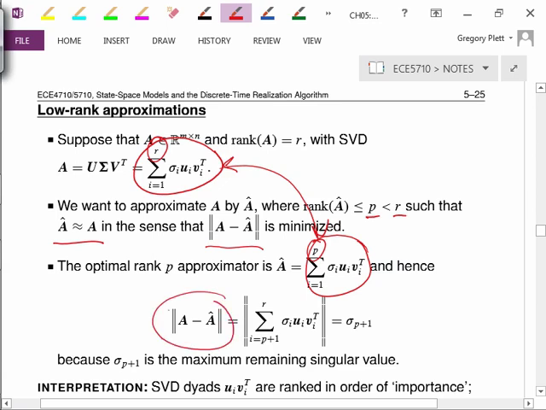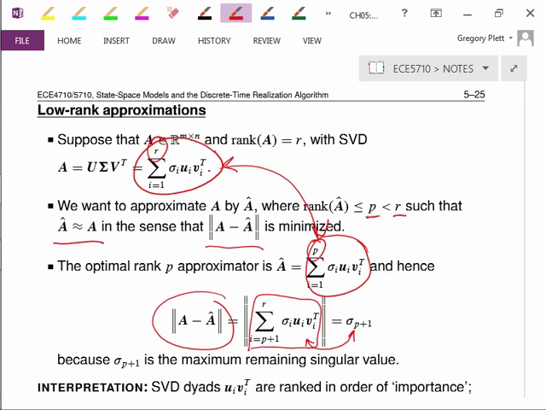The difference between A and A hat is the terms that I did not include in my approximation, which are the terms from P plus 1 to R, and that forms a new matrix having singular values, as it turns out, sigma P plus 1 through R. And the maximum singular value of this result is sigma P plus 1. That's the maximum remaining singular value, which is the gain of my error matrix. So that's the norm of my error.